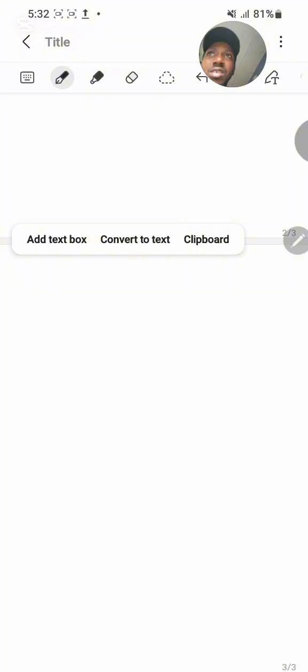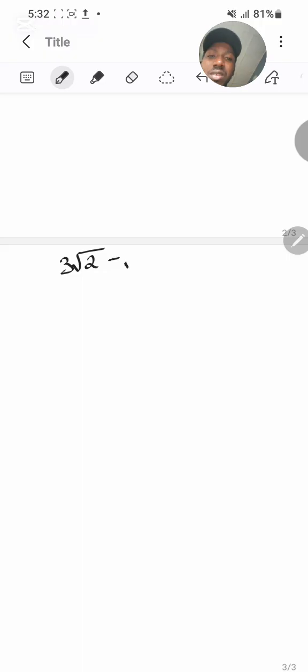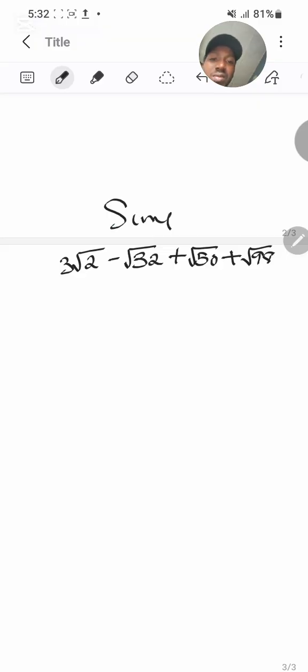Let's say 3 root 2 minus root 32 plus root 50 plus root 98. Now we've been asked to simplify this.